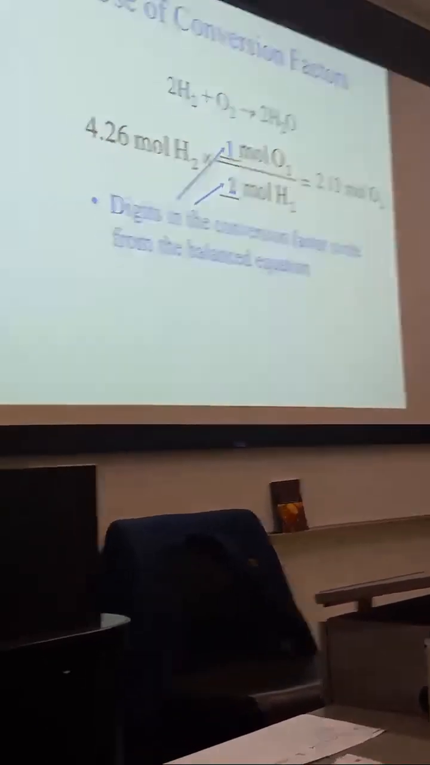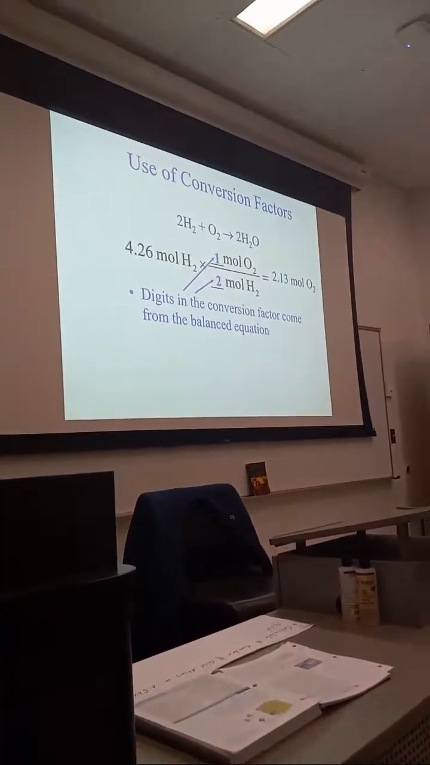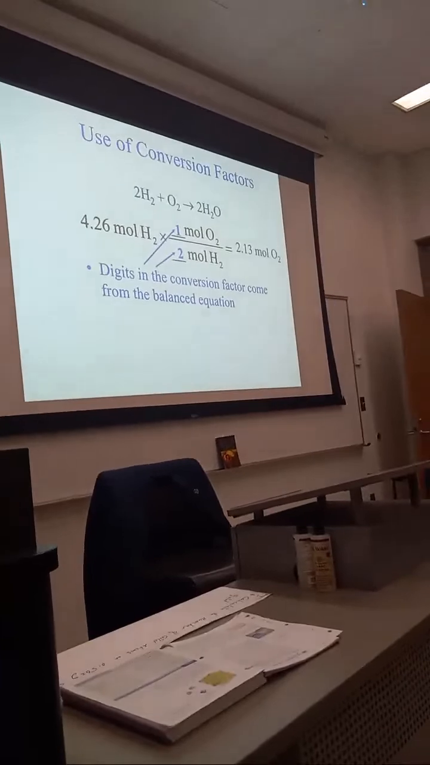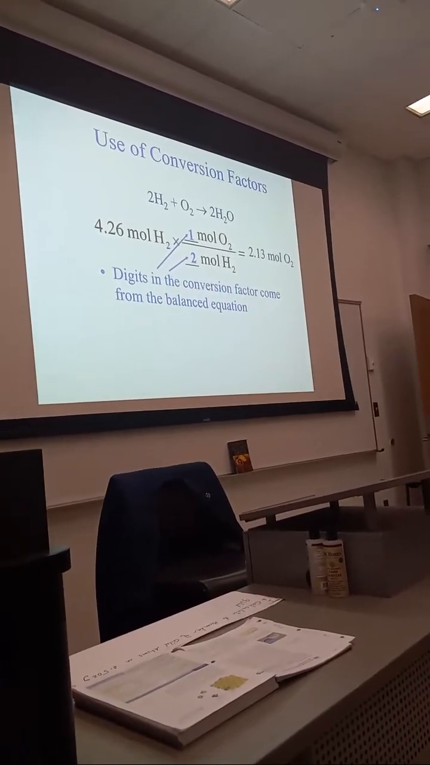Now, I like to give students different pathways to do this. Here's a pathway. I have 2H2 plus O2 gives me 2H2O. Originally, they tell me it's 4.26 moles. This says 2 moles of hydrogen reacts with 1 mole of oxygen to give me 2 moles of water. They want to know how many moles of oxygen must react with 4.26 moles of hydrogen.